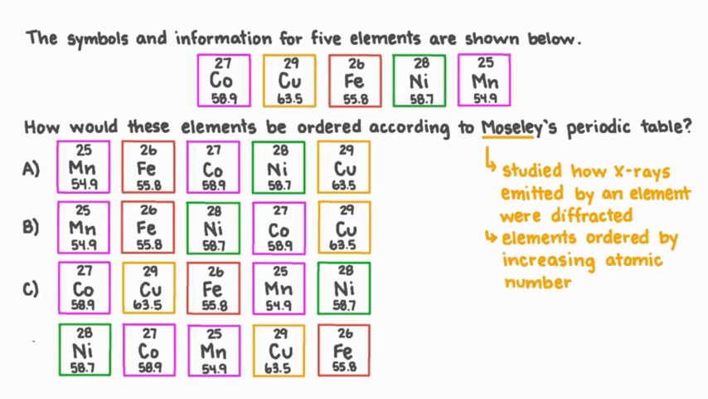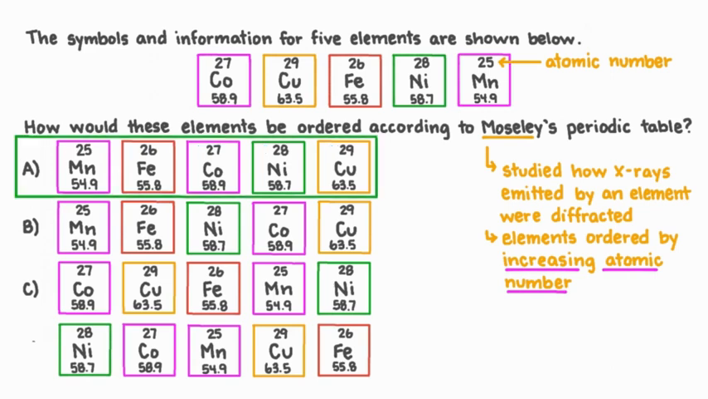Moseley then suggested that the elements on the periodic table should be ordered by increasing atomic number instead of by increasing atomic weight. So, to organize the 5 elements according to Moseley's periodic table, we must put them in order of increasing atomic number. The atomic number is written above the chemical symbol in each box. Looking at the answer choices, we can see that the answer choice that correctly lists the elements by increasing atomic number is answer choice A. Therefore, the correct order of the elements according to Moseley's periodic table is answer choice A.